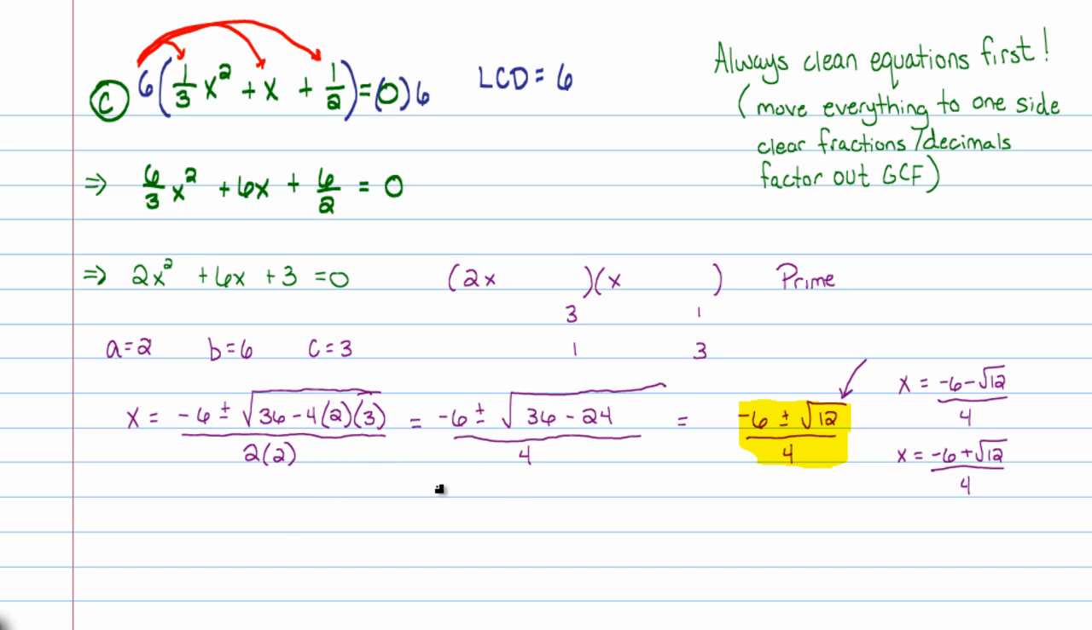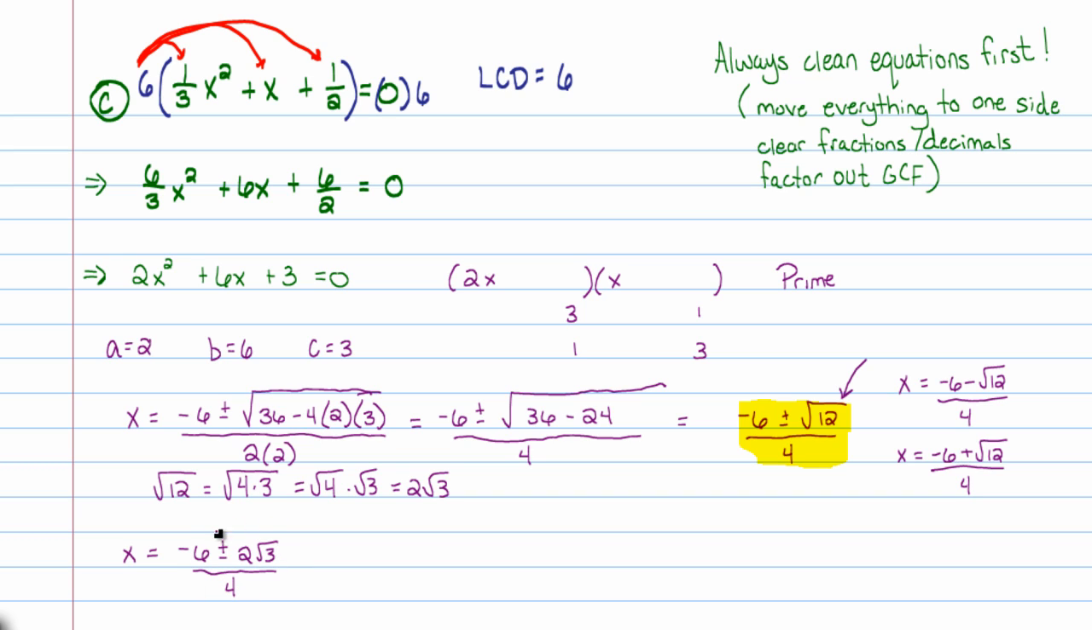Now, for those who have done reduction, you know that the square root of 12 is the same thing as the square root of 4 times 3, which is the same thing as the square root of 4 times the square root of 3, and now you know the square root of 4 is just 2. So, in your case, your answer would be negative 6 plus or minus, instead of the root 12, it would be 2 root 3, all being divided by 4.